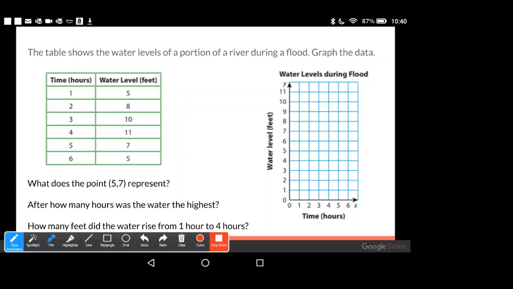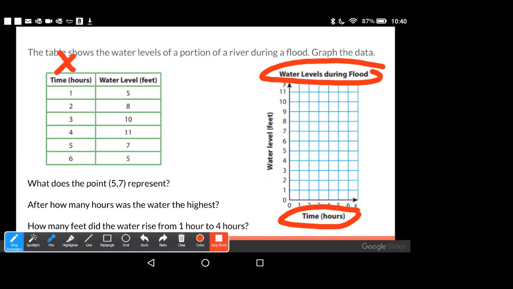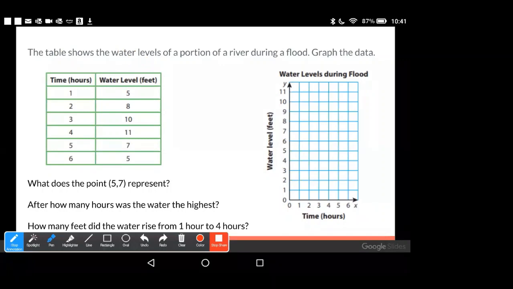So notice on our graph, we've got water levels during the flood. That's our title. My x-axis is the time in hours. So this is going to be my x. And then my y-axis is the actual water level. So this is my y. Okay, so look and see where all your stuff is. So after 1 hour, I got 5 feet of water. So this is 1 hour and 5 feet of water. So that's where I need to go to put my dot. So 1 and then up 5.